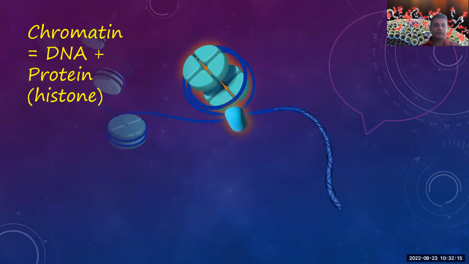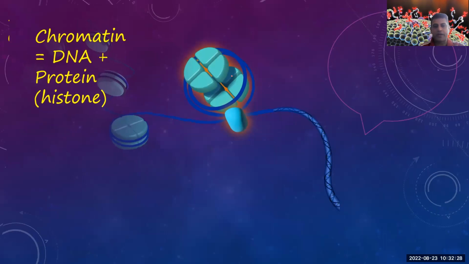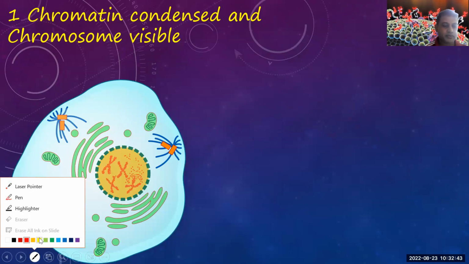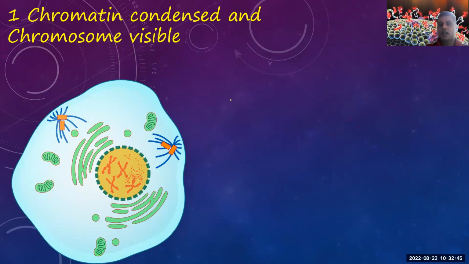Now chromatin is DNA plus protein, histone protein. Now you can see the chromatin is made by the DNA molecule turning around these histone proteins, and it is tightly packed, right? So now the first thing is chromatin condenses and the chromosome becomes visible. That's the first appearance of the prophase, right?